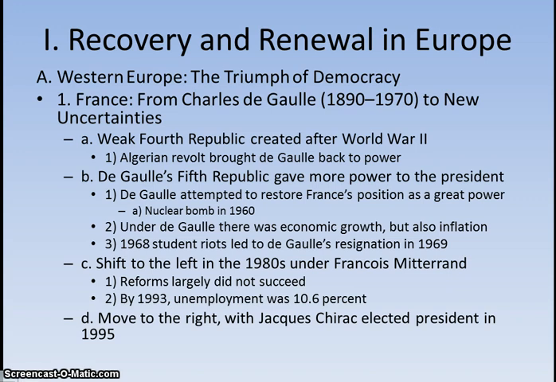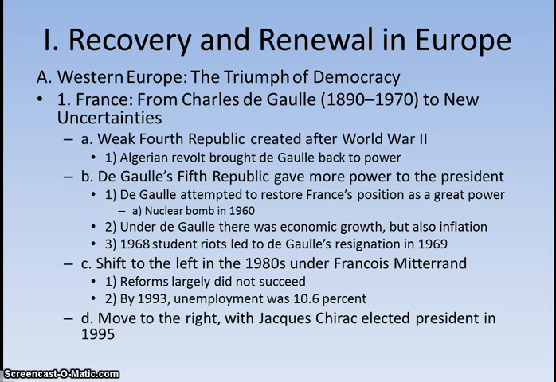In 1968, students are going to riot, and this is going to lead to Charles de Gaulle resigning in 1969. Mitterrand is going to now become the new president, and Mitterrand, what he does is he's going to reform as well, but he doesn't necessarily get as much reform done. He promises a lot. He doesn't necessarily succeed in all the areas. He nationalizes the steel industry, major banks, space program, the electronic industries, and major insurances. But by 1993, unemployment was 10.6%, which is a huge amount.